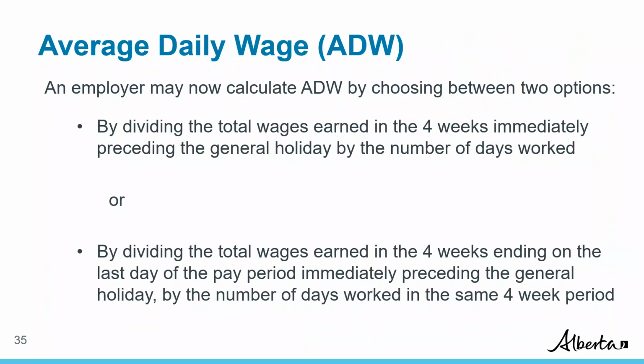Here are the two options an employer may choose to calculate average daily wage. By dividing the total wages earned in the 4 weeks immediately preceding the general holiday by the number of days worked, or by dividing the total wages earned in the 4 weeks ending on the last day of the pay period immediately preceding the general holiday by the number of days worked in the same period of time. As with other rules, there are some exceptions and exemptions for general holiday pay. For additional details, please visit the Employment Standards website.